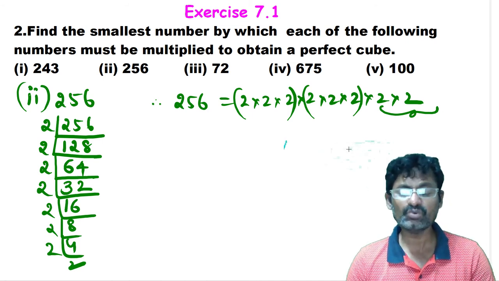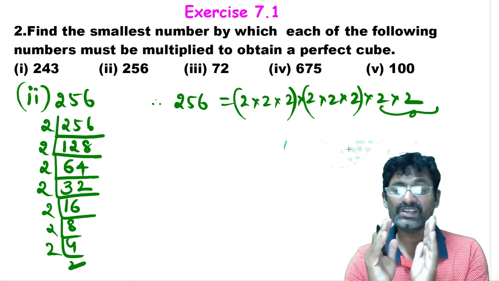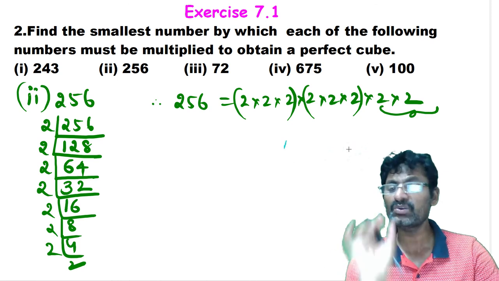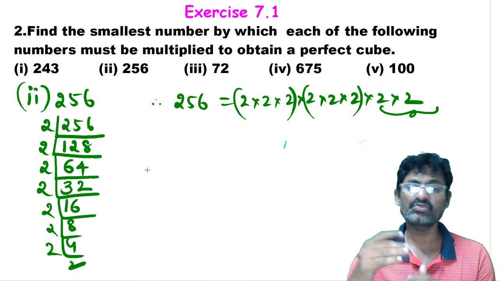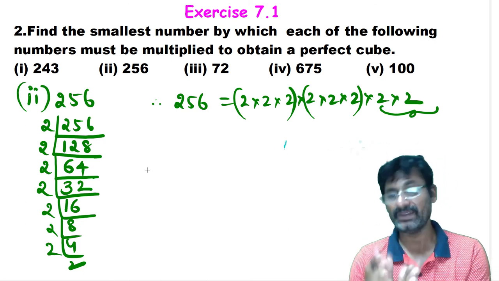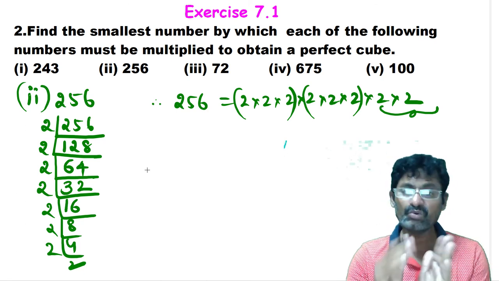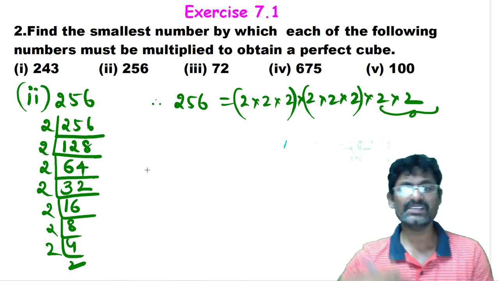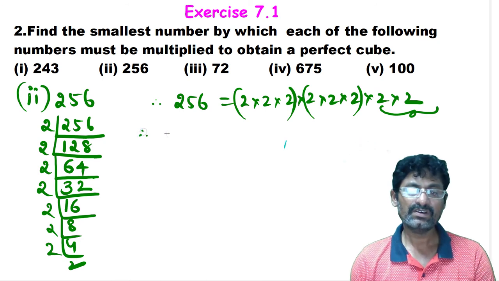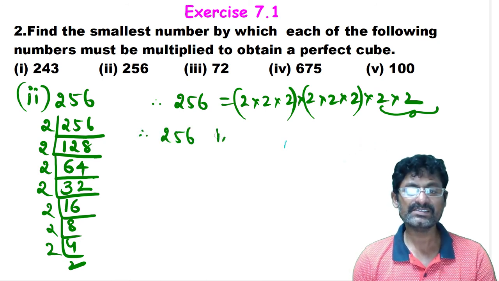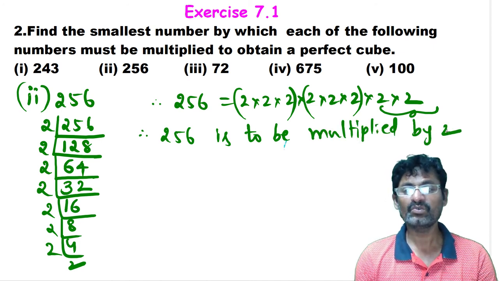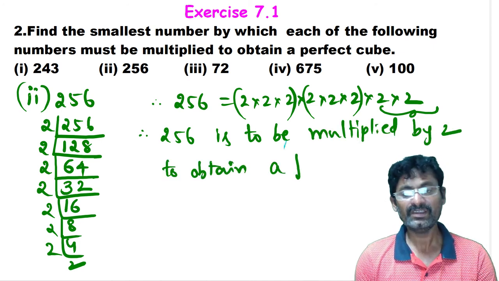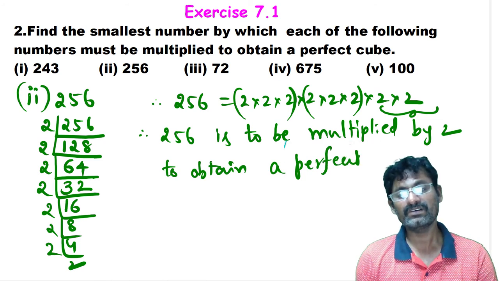We need how many 2's? We need triplet. That means we need 3 2's. Here we have only 2 2's. So we need one more 2. So 256 is to be multiplied by 2 to get triplet. So that means to obtain a perfect cube, 256 is to be multiplied by 2.